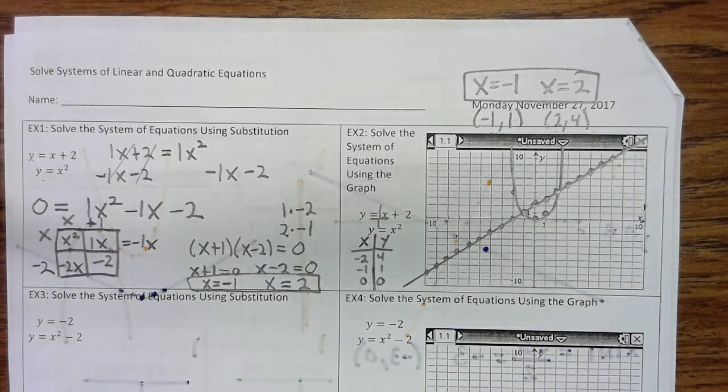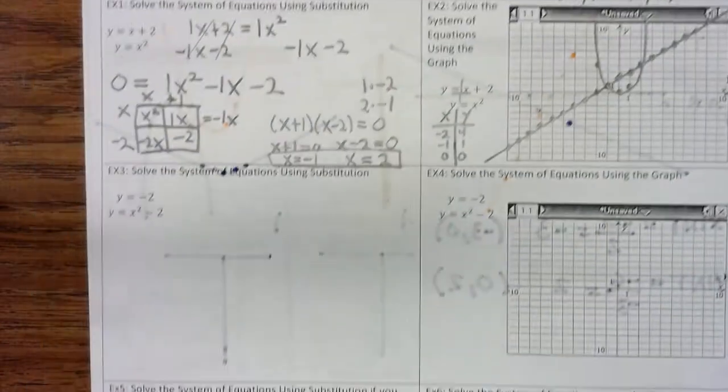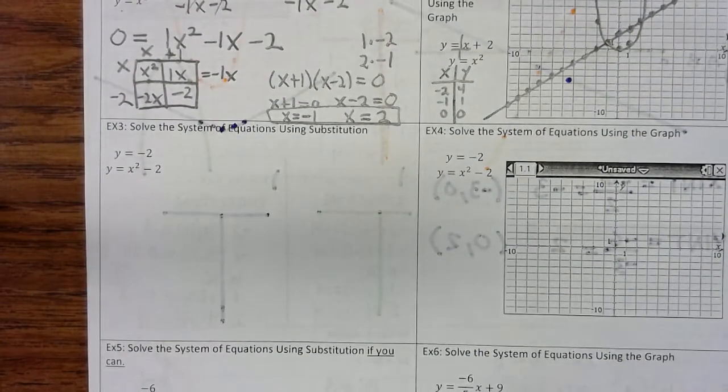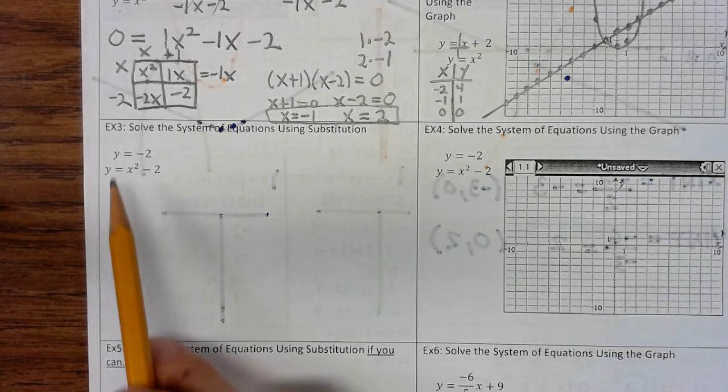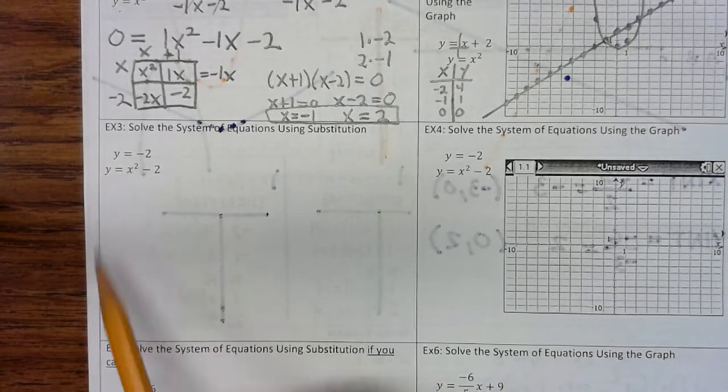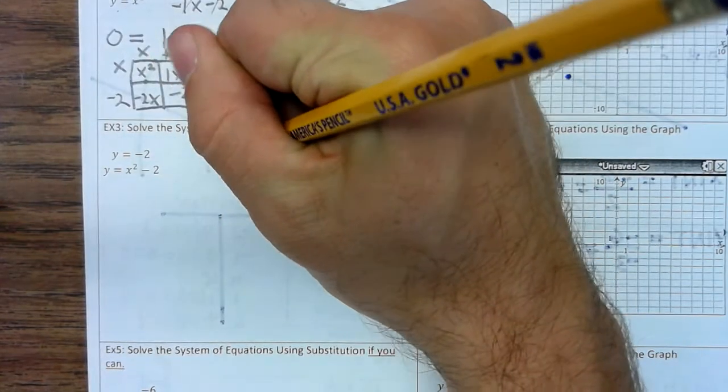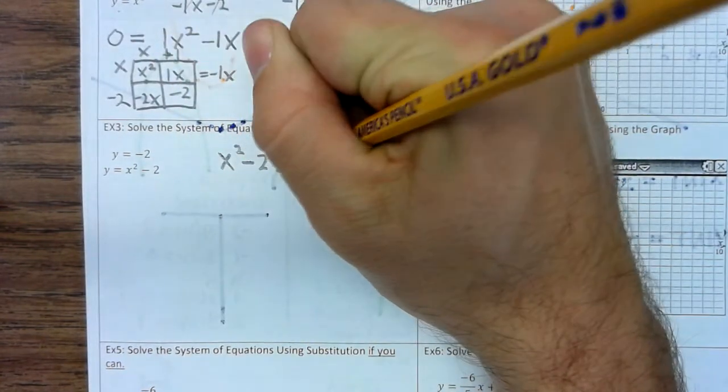All right, so now let's look at example 3. I apologize if the pen kind of bled through, but I think we'll make it work. Solve the system of equations using substitution. Once again, since they're both equal to y, they're equal to each other. So we have x squared minus 2 equals negative 2.